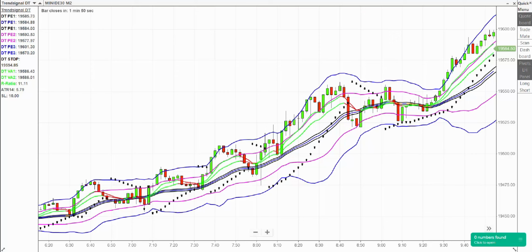So let's have a look at today's trade of the day, and we're going to look at the dynamic trader system. Have a look at those opportunities that have been happening already this morning.